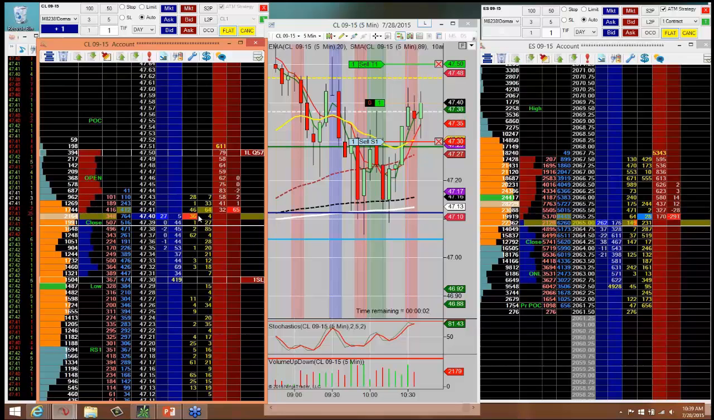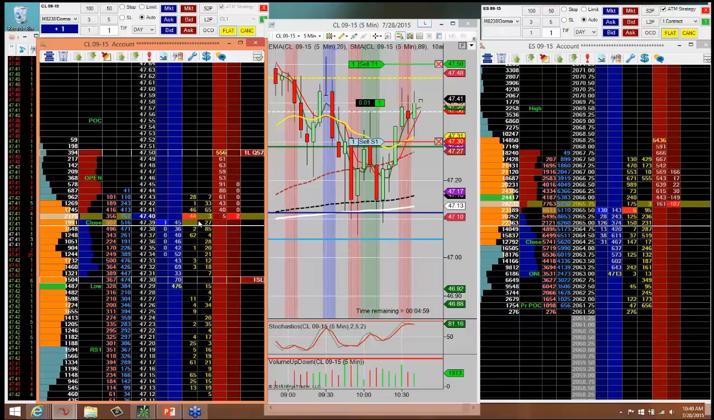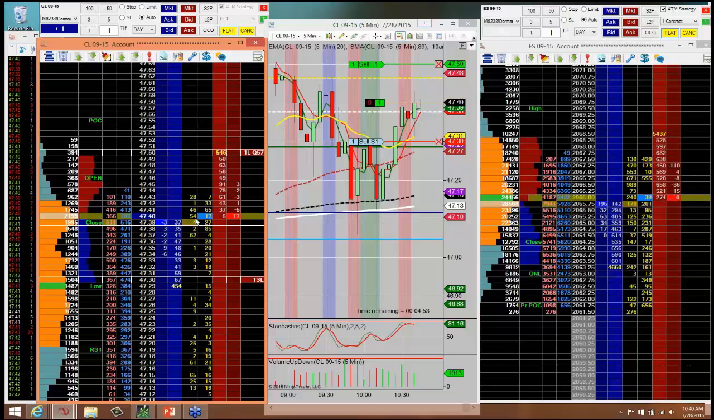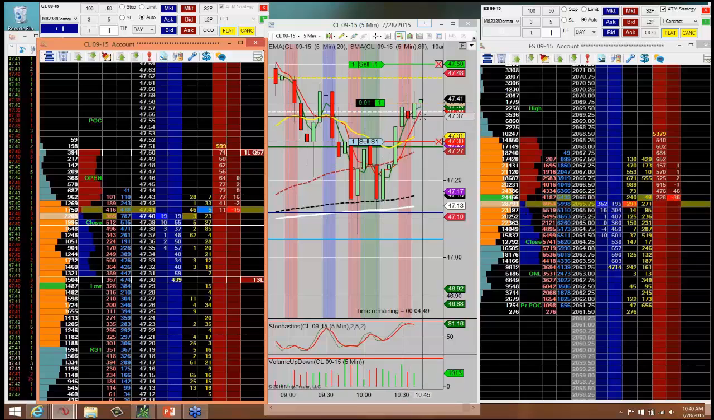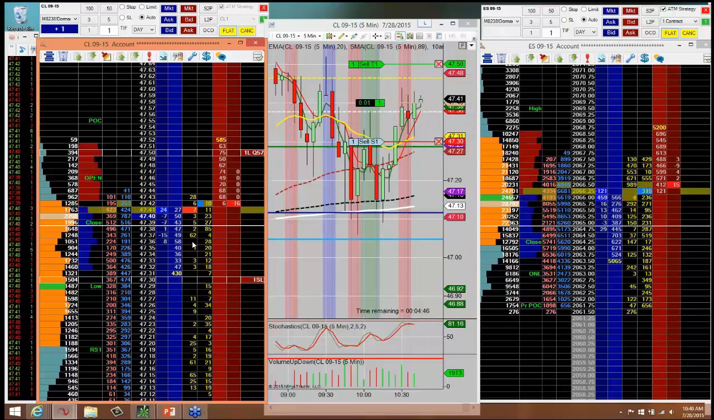I'll let you back into the room. New bar. I hate when a new bar comes out when I'm in a trade, because oftentimes the new bar will want to retrace before it moves.